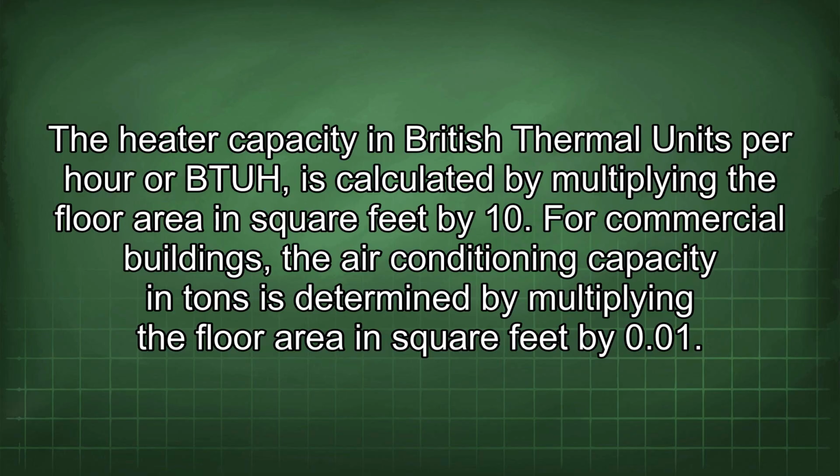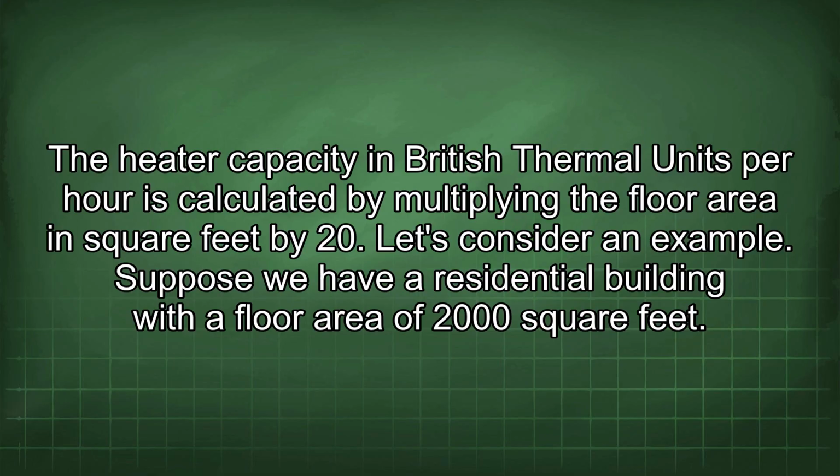For commercial buildings, the air conditioning capacity in tons is determined by multiplying the floor area in square feet by 0.1. The heater capacity in British thermal units per hour is calculated by multiplying the floor area in square feet by 20. Let's consider an example.